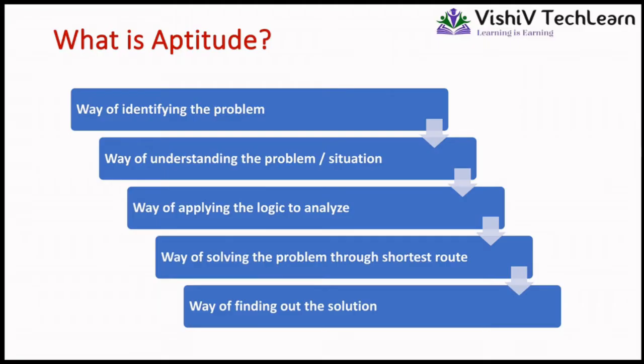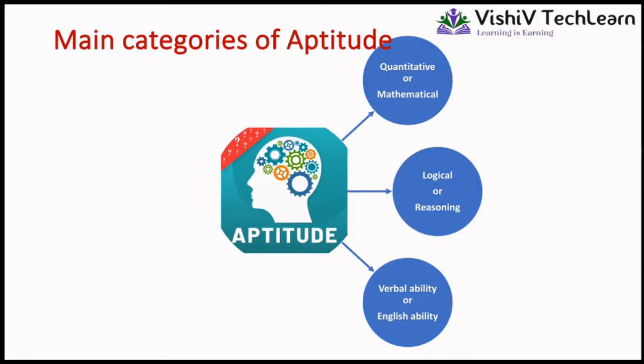Now let's talk about what exactly aptitude is. Basically, aptitude is the ability of identifying the problem. It is the way of understanding that problem or the situation. It is the way of applying logic to analyze the problem. It is the way of solving the problem through the shortest possible route, and finding out the solution at the end.